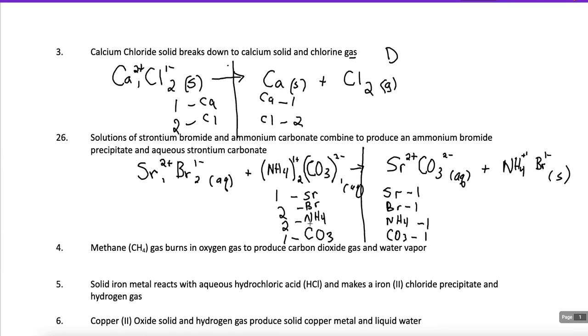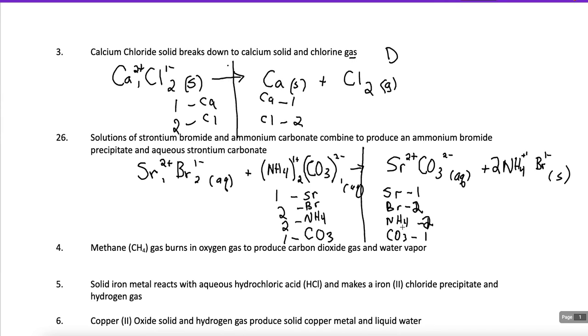Well, I see this NH4 is not balanced, and I'm going to do that one first because it's the more complicated thing. I always like to do that first. So I'm going to put a 2 over on this side, and that's going to give me 2 NH4s, and it's going to now give me 2 Br, so I got to make an adjustment. Now I'm going to look, 1 Sr, 1 Sr, 2 Br, 2 Br, 2 NH4, 2 NH4, 1 CO3, 1 CO3. Okay. All right, that one's done.